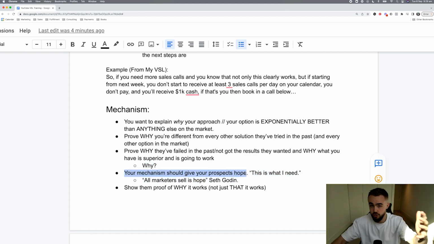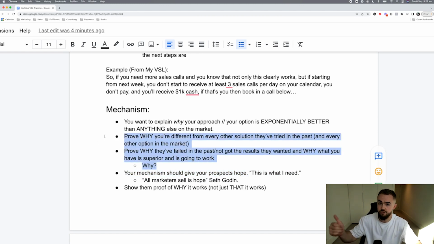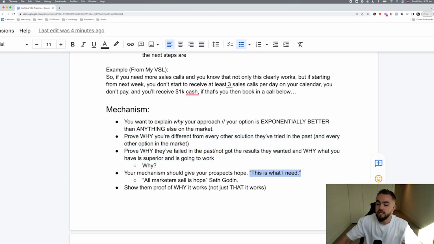Your mechanism should also give your prospects hope, which it kind of will do by extension of proving why you're different, number one, and why you're superior. It will then, by extension, pretty much make them hopeful. But essentially, you want to make your prospects go, oh, I understand why everything I've tried in the past hasn't worked, and I can see how what you have going on is different. This is what I need. This is the key. This is the thing I've been missing all this time. That's what your mechanism should make your prospect feel, okay? And a quote that I love from Seth Godin is basically, all marketers sell is hope. That's all we're selling is hope, okay? And that comes from your mechanism.